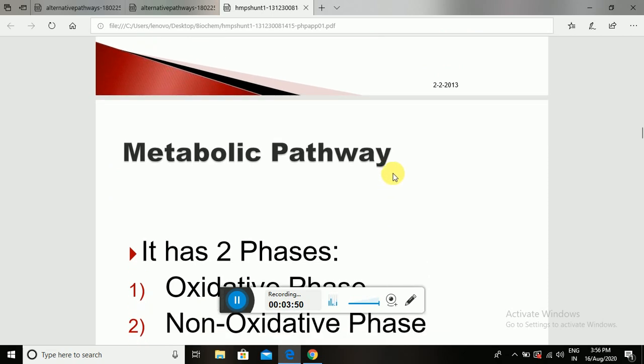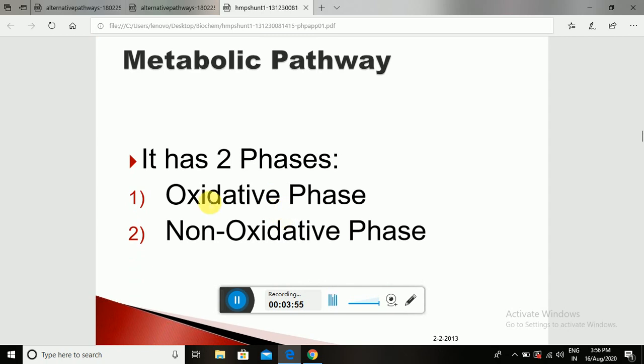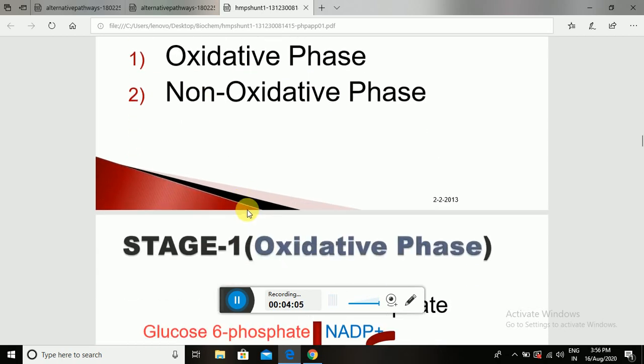This is a metabolic pathway. It is carried out in two important phases: one is the oxidative phase, and the second is the non-oxidative phase. This is the pentose phosphate pathway, carried out in an oxidative phase and a non-oxidative phase.